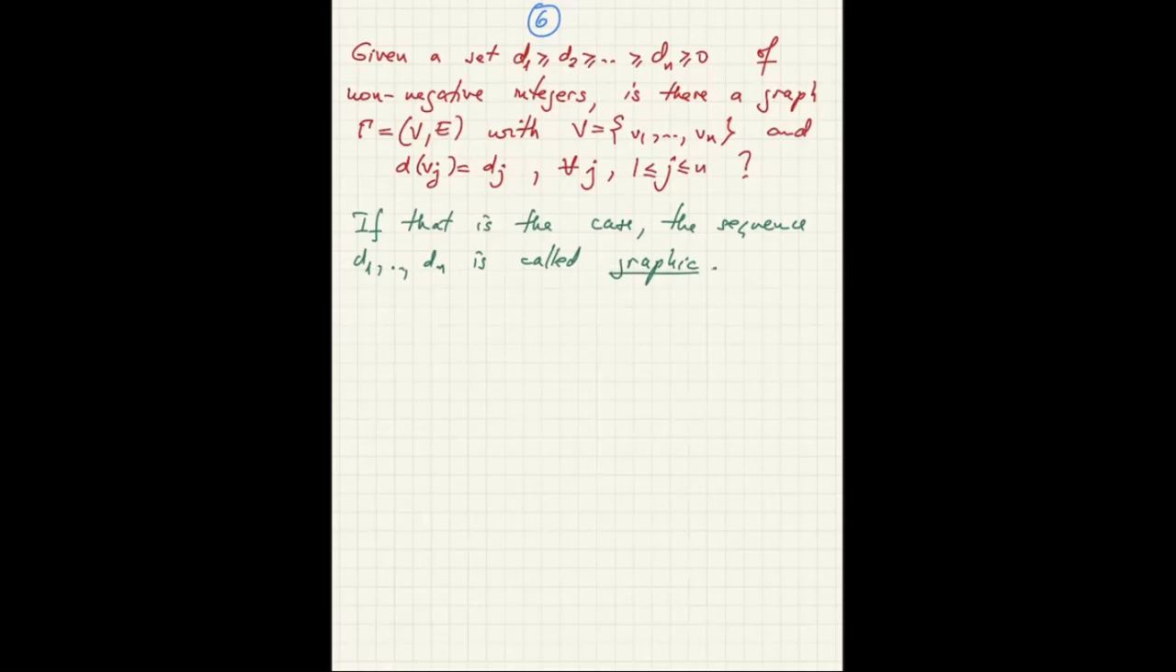So that's a name, perhaps not the best name, but that's when you call the sequence graphic: if there is a graph which has that degree sequence. Okay. One more thing I want to, before I discuss the variations on this problem, depending on what graph you want to have, let me give you one more definition.